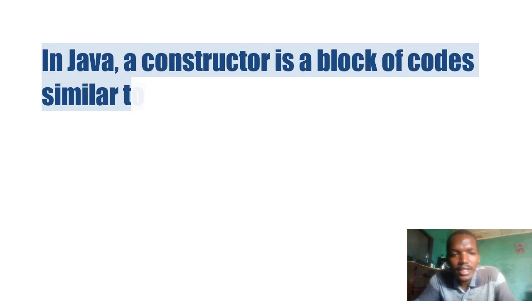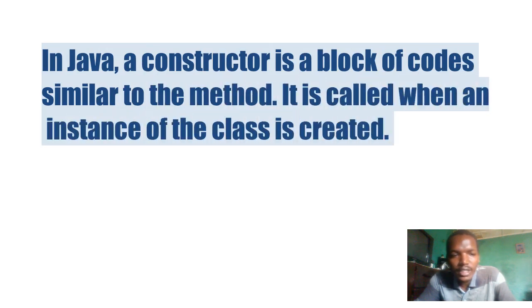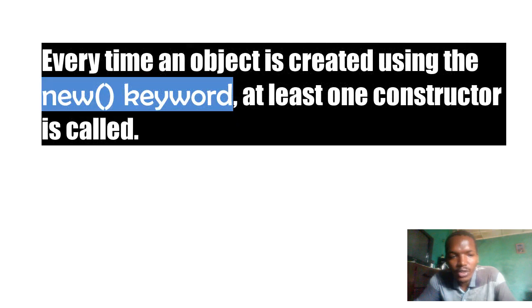In Java, a constructor is a block of code similar to a method. It is called when an instance of the class is created. At the time of calling the constructor, memory for the object is allocated. It is a special type of method used to initialize an object. Every time an object is created using the new keyword, at least one constructor is called. You can have more than one constructor, but every time an object is created, a constructor is called.